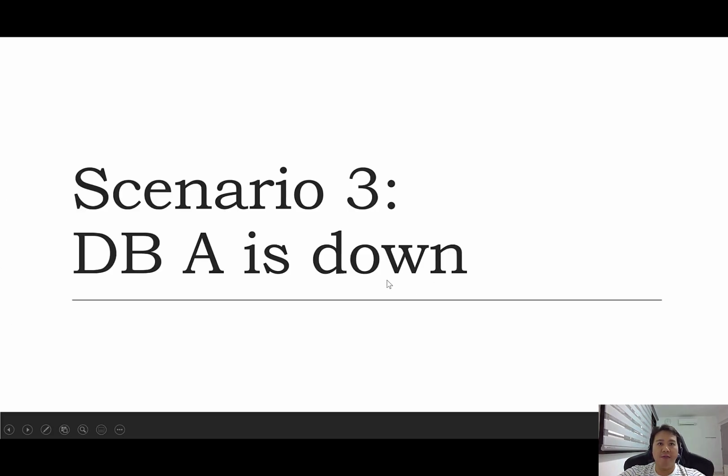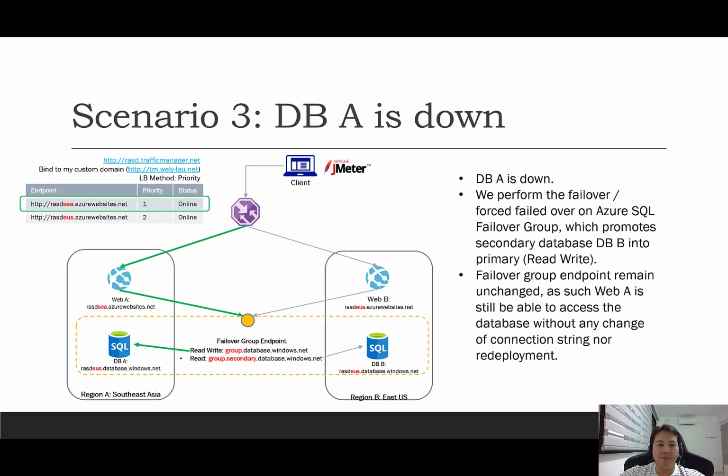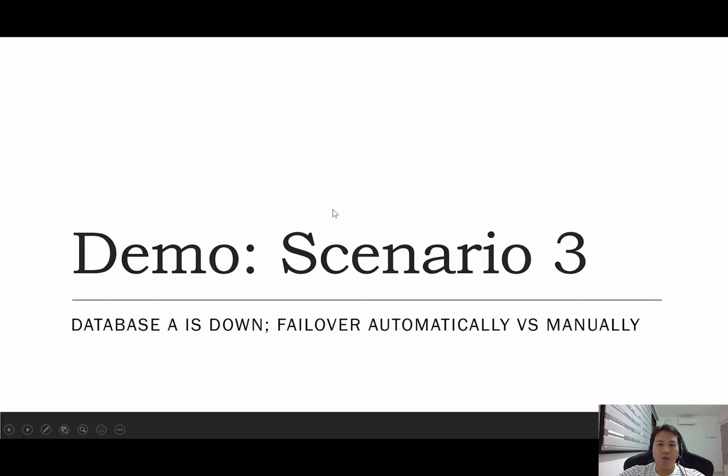Let's look at the scenario now, the actual scenario when database A is down. For this demo, we will trigger the failover manually by going to the Azure portal. So what happens is, if database A suddenly goes down, we will hit a manual failover of the database, and it will then route the traffic to the secondary database and make the secondary database read and write. Why don't we check this out in real action, how it looks like.